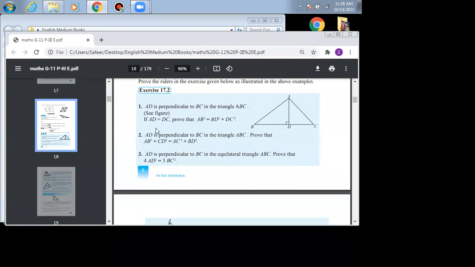So this is the question. AD is perpendicular to BC. Then this is a right angle. AD equal DC. AD and DC are equal. Then AB squared equal to BD squared plus DC squared. A simple proof. So you can give a try and see.